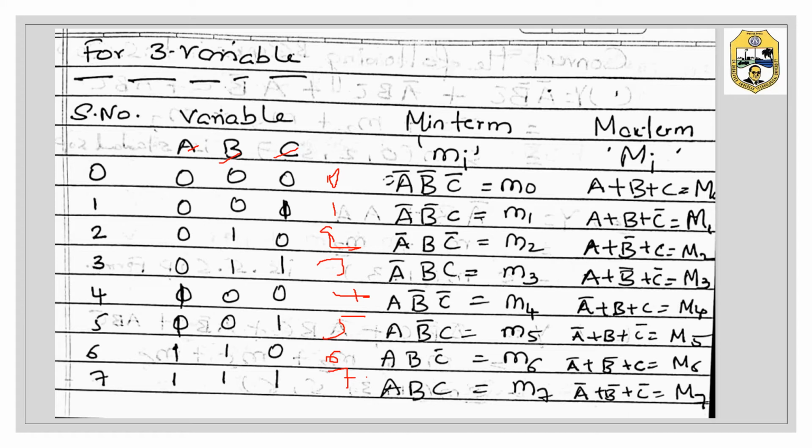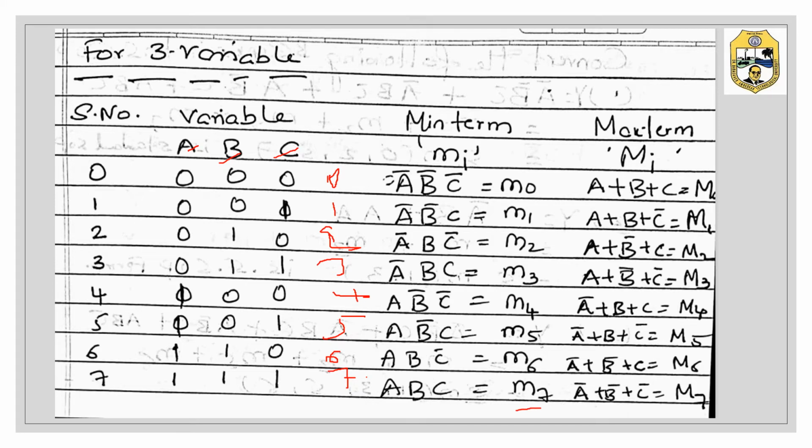Minterms, as we have seen for two variables: for zeros we take A bar, B bar, C bar, and for ones it is kept as it is. So 0 0 0 is written as A bar B bar C bar, equal to m0. Likewise 0 0 1 is A bar B bar C, equal to m1. Likewise we need to write up to m7.